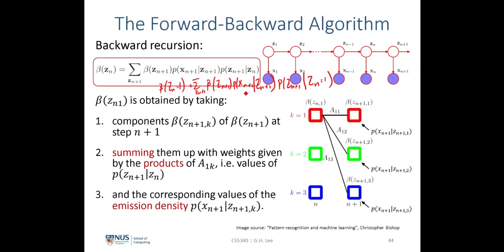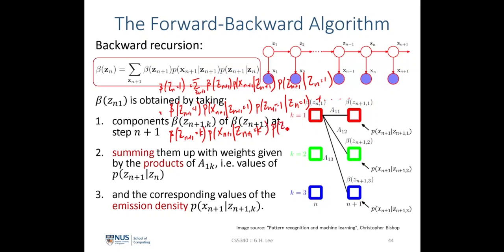And this summation term can be evaluated as the sum over k states of zn plus 1, which we can write as beta zn plus 1 taking a state of 1, multiplied by xn plus 1 conditioned upon zn plus 1 taking a state of 1, multiplied by zn plus 1 taking a state of 1 conditioned upon zn equals 1, plus all the way until beta of zn plus 1 equals k, multiplied by p of xn plus 1 conditioned upon zn plus 1 equals the k state, multiplied by zn plus 1 equals the k state conditioned upon zn equals the first state.